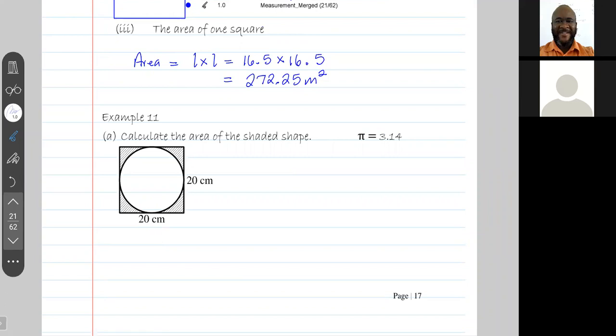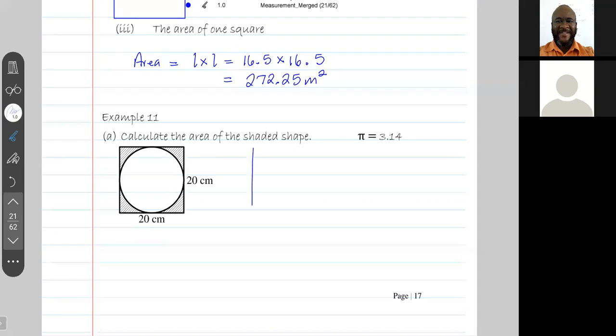All right, example 11. Example 11A says calculate the area of the shaded shape. So what we need is the area of the shaded shape. The idea here is that this is a square, and out of the square, somebody cut out a circle. That's the idea of the question.